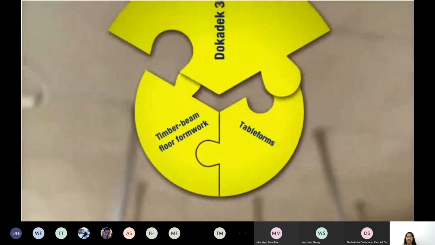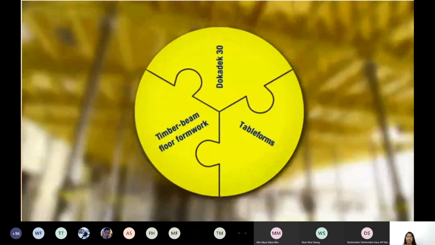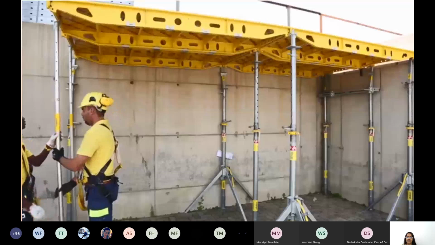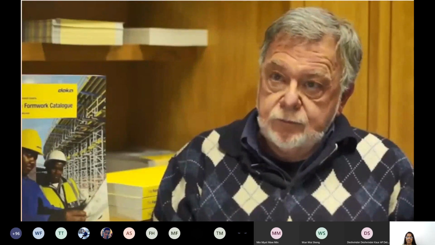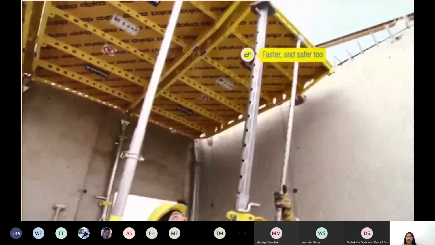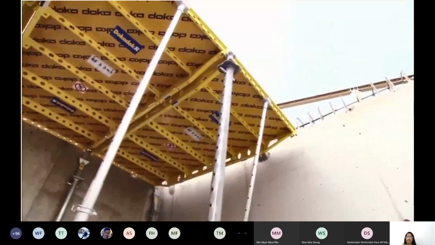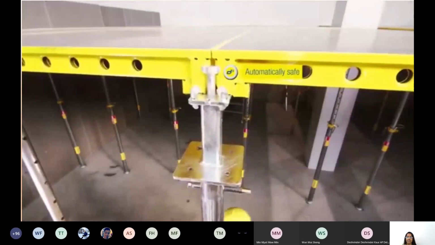The Docker Deck 30 is geared towards the rough terrain of Africa, and construction companies will be surprised at its efficiency and its cost effectiveness. At first glance, the system looks as though it might be too heavy, but it's not. The second thing is there is a pricing factor in it, and we don't claim to be the cheapest in town. But what we do claim is that if you use the system, you will become one of the cheapest in town because of the savings in labor and in maintenance.